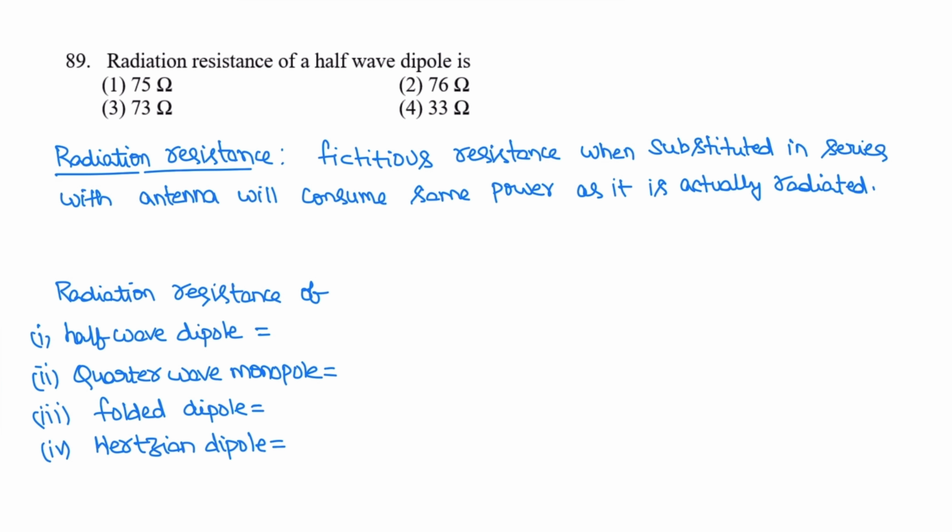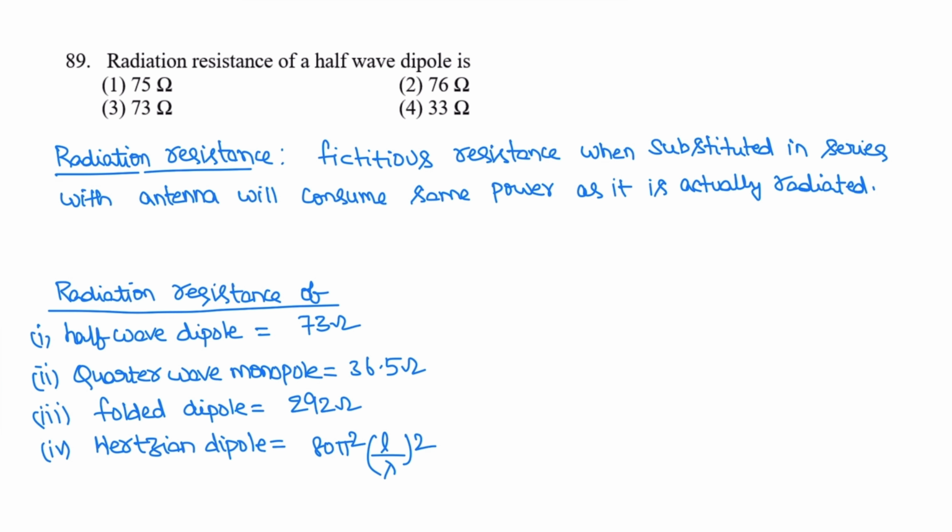Next, the radiation resistance of a half wave dipole is 73 ohms, and the radiation resistance of a quarter wave monopole is 36.5 ohms. The radiation resistance of a folded dipole is 292 ohms, and the radiation resistance of a Hertzian dipole is 80 pi square (L by lambda) whole square. These are the radiation resistances of different antennas.